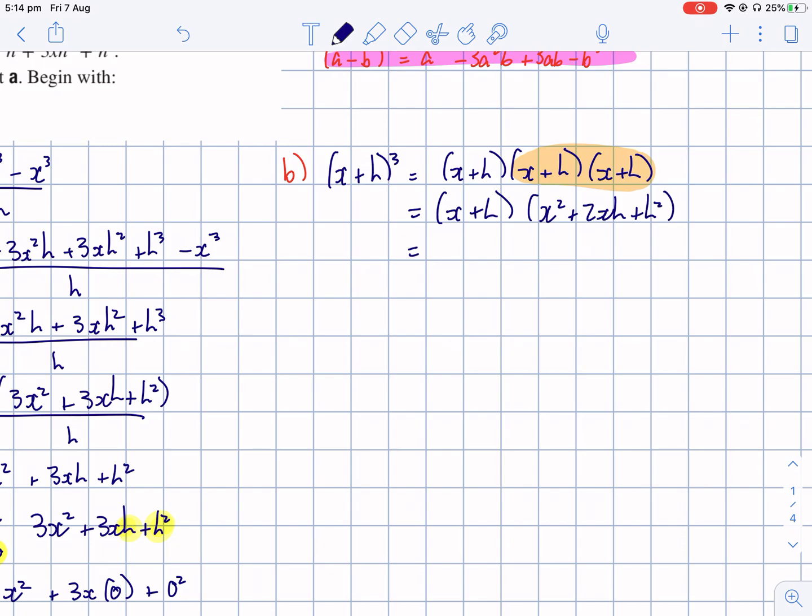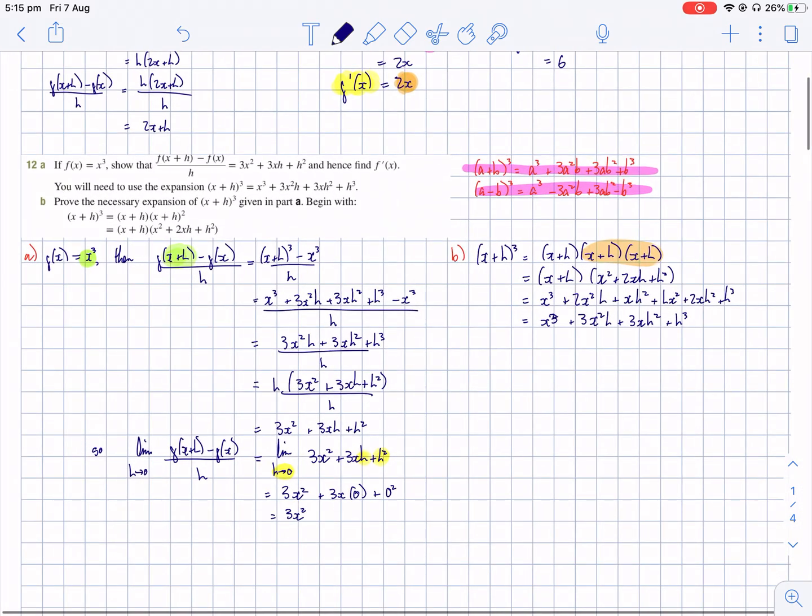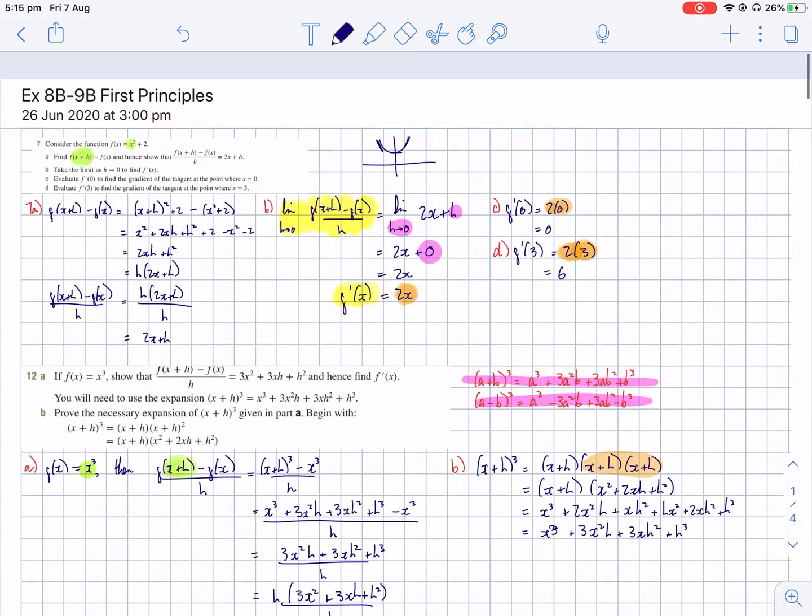Now, if I expand these brackets, I'm going to get x cubed plus 2x squared h plus xh squared plus hx squared plus 2xh squared plus h cubed. All up, this gives me x cubed plus 3x squared h plus 3xh squared plus h cubed. That's all I asked you to do.